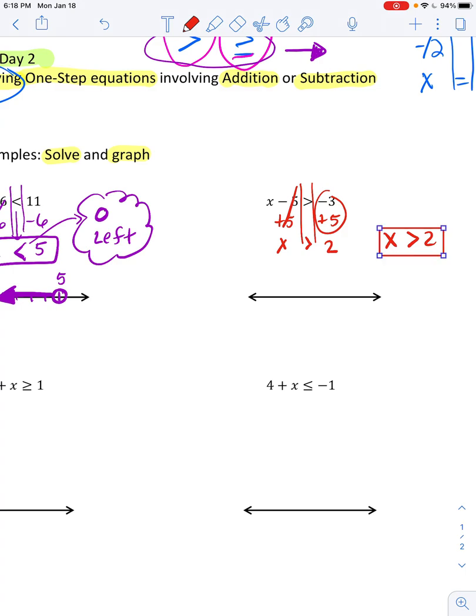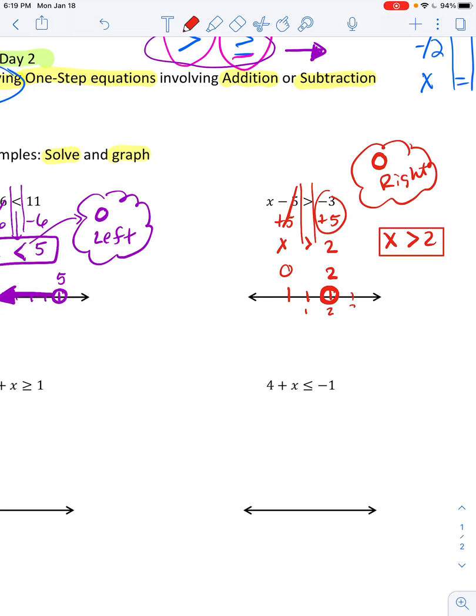So again, start thinking greater than 2, not or equal. So I'm going to be thinking open circle, and then greater should be going off to the right. So I think about that. I go down to my number line and I locate 2. And then I'm going to put an open circle because it's greater than 2, not equal to 2.